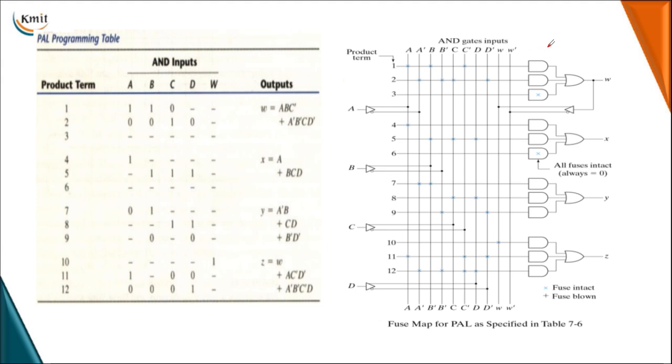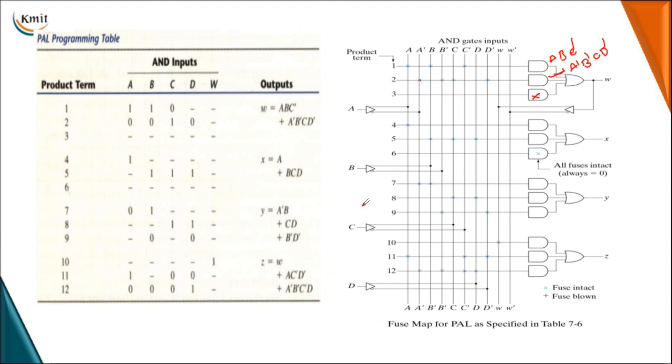Second product term is A bar, B bar, C, D bar. Second AND gate will give you, because you connected on A bar, B bar along with C and D bar, the programmable product term A bar, B bar, C, D bar. It doesn't have a third product term, so no input is connected to the third AND gate. All programmable connections are blown here because we are not using the third AND gate.